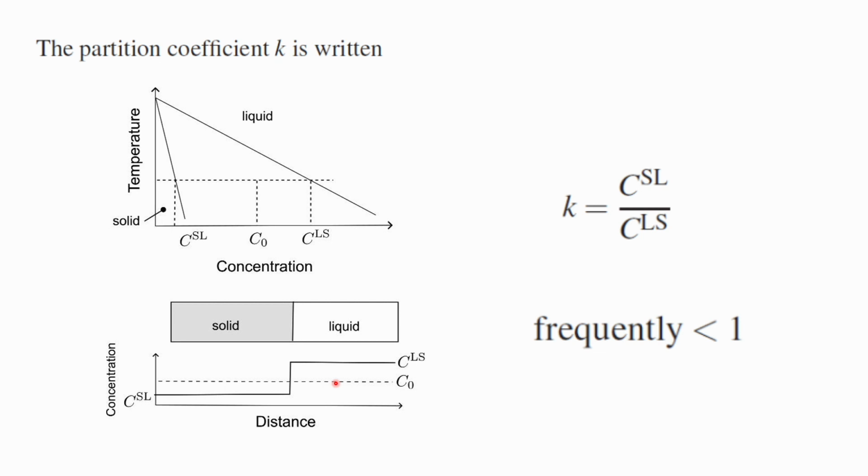Here we also introduce one parameter K, which we call the partition coefficient, which is the solid phase concentration divided by the liquid phase concentration. So CSL, the solid one, divided by CLS, the liquid one. Normally we pick the phase diagram in this way. That's why K is less than 1.